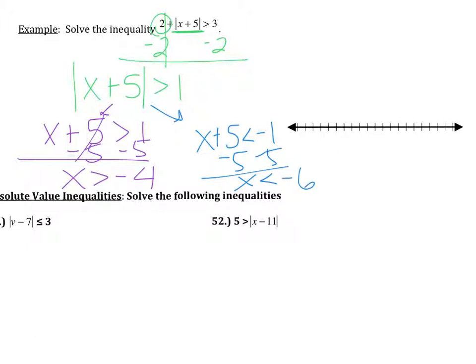So on our number line, we'll have our points. So we have an open point at negative 6, and since x is less than, it's going to go to the left. We're going to have an open point at negative 4. Since x is greater than, it's going to go to the right. So we have that OR inequality.